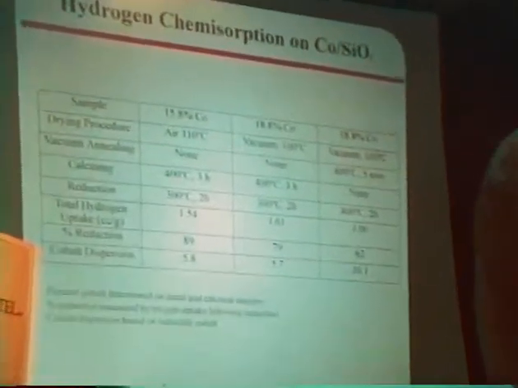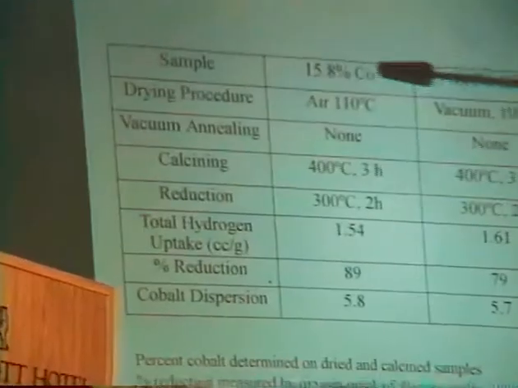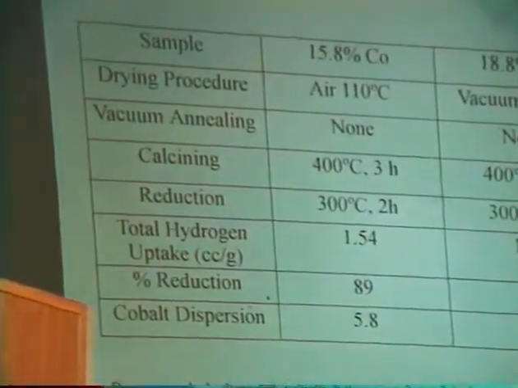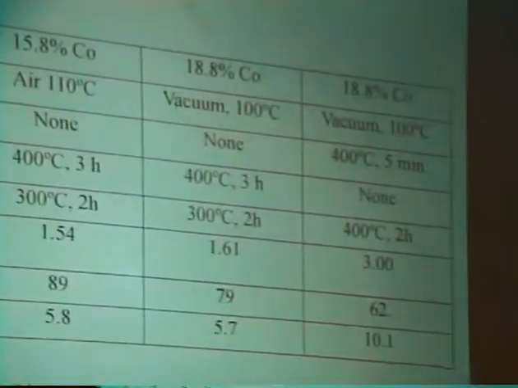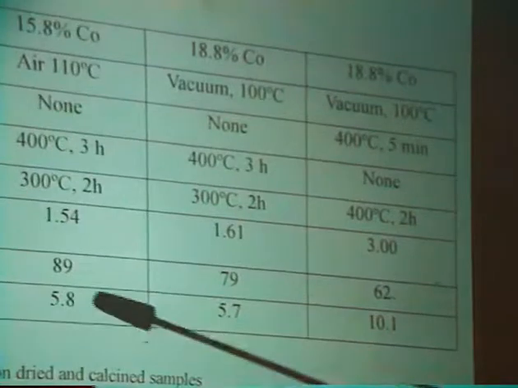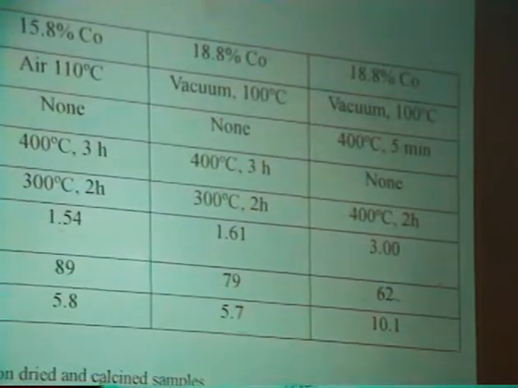If you will recall, for these samples that were dried, followed by calcining, and then reduced at 300 degrees C, we get a cobalt dispersion based on reducible cobalt of around 5.7 to 5.8.